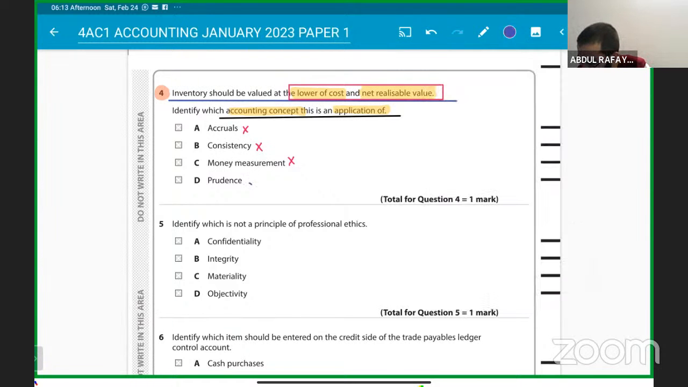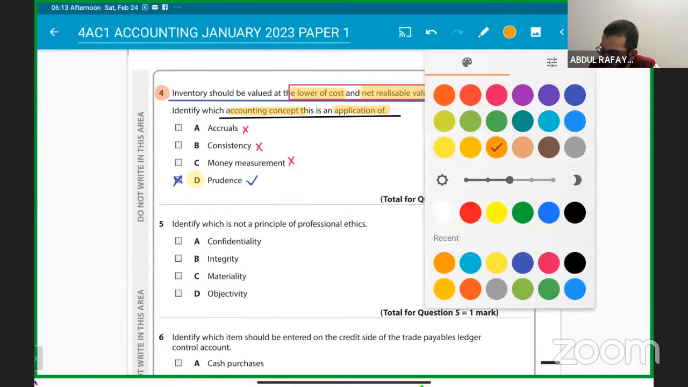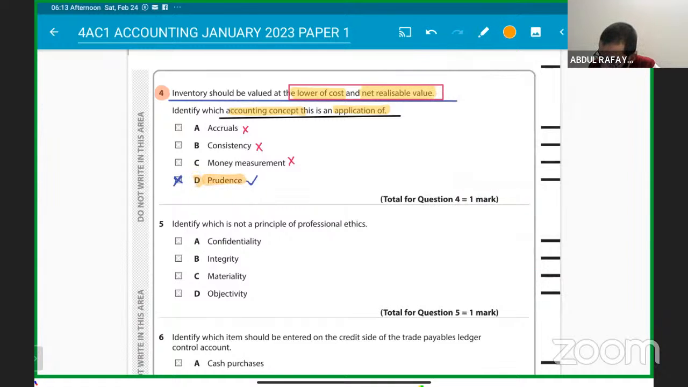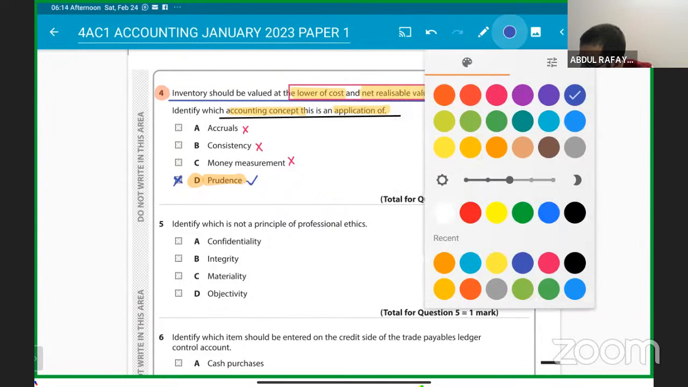Therefore, we have the prudence concept left, and the answer is the prudence concept, part D. The prudence concept states that if you are expecting any losses, you should record them quickly, but if there is going to be any gain, you should only record it when the gain happens. It also takes inventory into account: if there are any damages, inventory should be recorded at NRV, which is the selling price minus estimated costs.